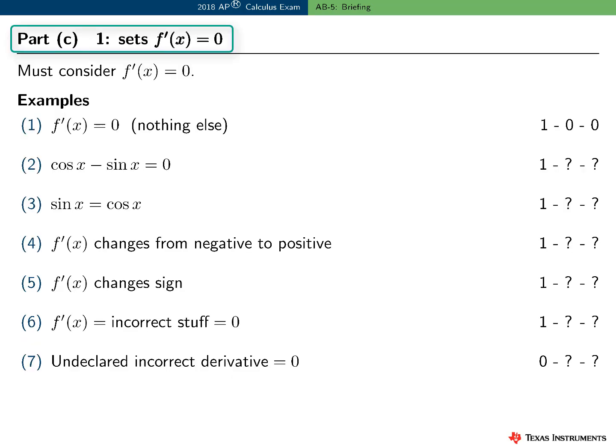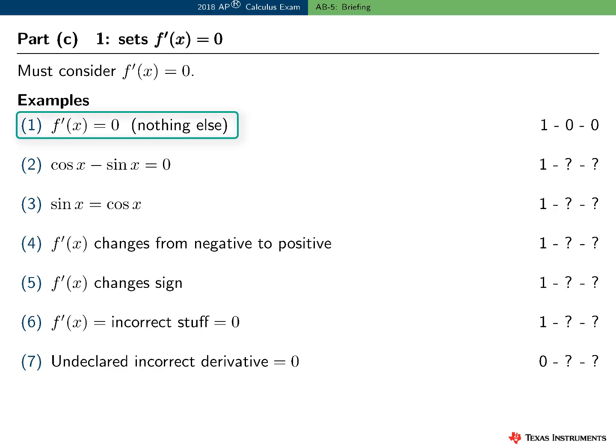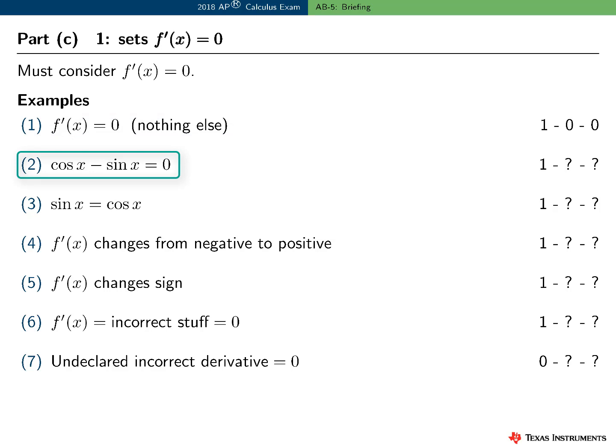The first point in Part C was for setting f prime of x equals 0, or really, for sufficiently conveying this conceptual idea. Here are some example student responses and the score for each. In example 1, the student earns the first point. In example 2, even though we don't see f prime of x equals 0, this expression that's presented is a result of solving this equation, and it earns the first point.